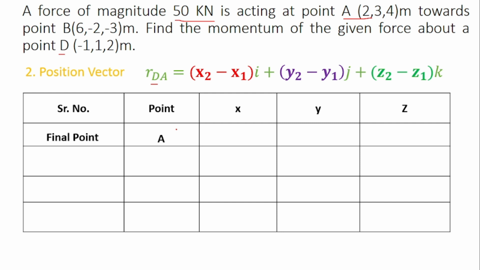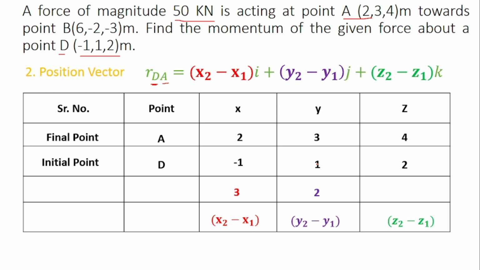The final point in this is A. The coordinates of A are 2, 3, 4. The initial point of this position vector is D. The coordinates of D are minus 1, 1, 2. Now we'll find x2 minus x1, y2 minus y1, z2 minus z1. So it is the subtraction of 2 minus minus 1, so it is 3. 3 minus 1, so it is 2. And at the end, z2 minus z1 is equal to 4 minus 2, so it is 2. So simply we can find the values of the position vector.